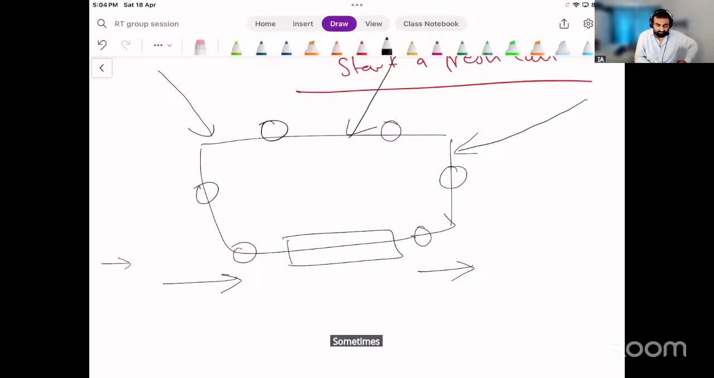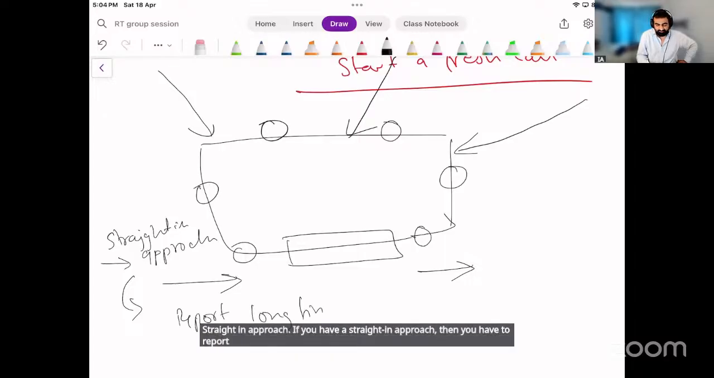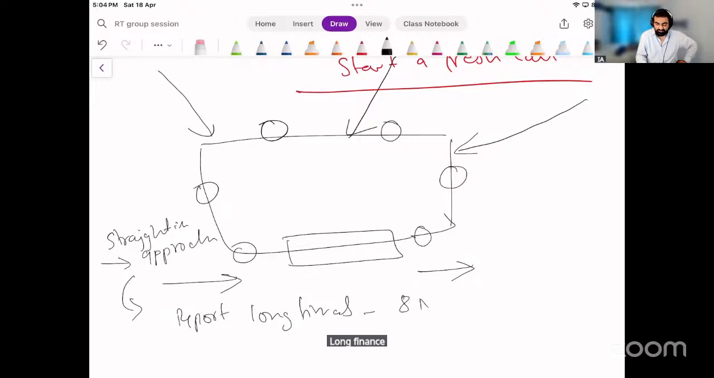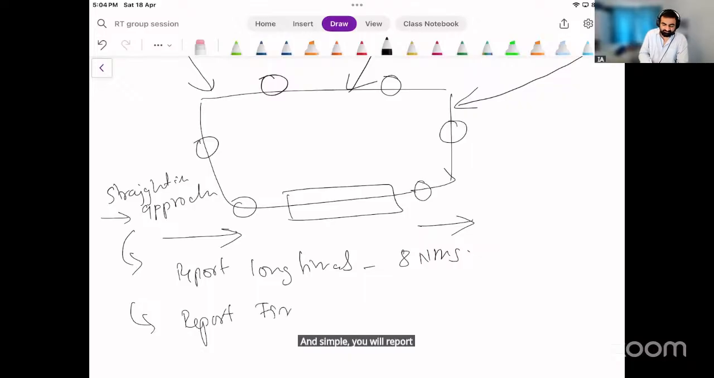Sometimes aircraft will do a straight-in approach. Remember, this is a simple code here. If you have a straight-in approach, then you have to report long finals, which is 8 nautical miles from touchdown. And simply, you will report finals 4 nautical miles.